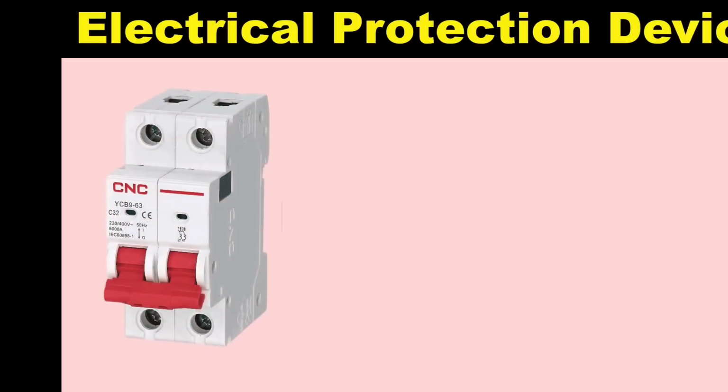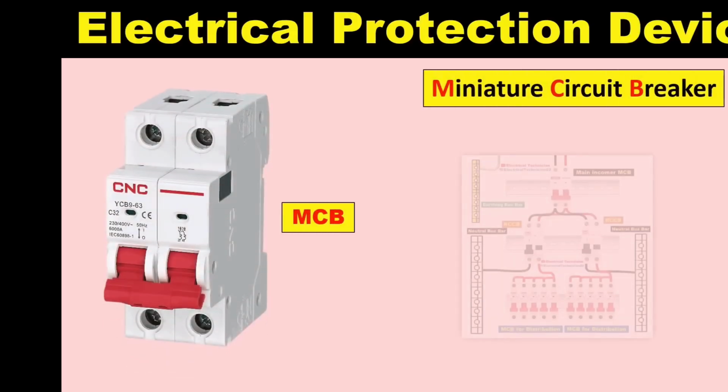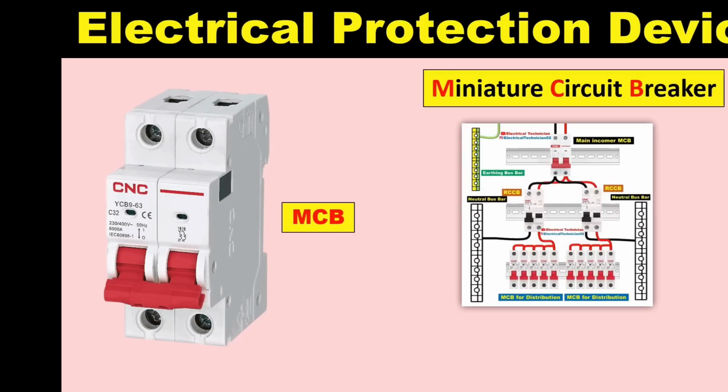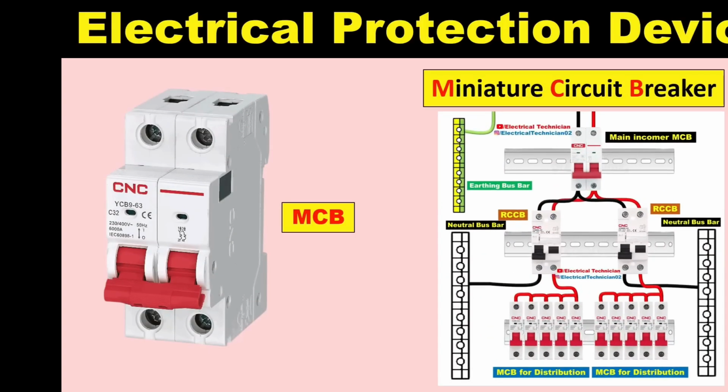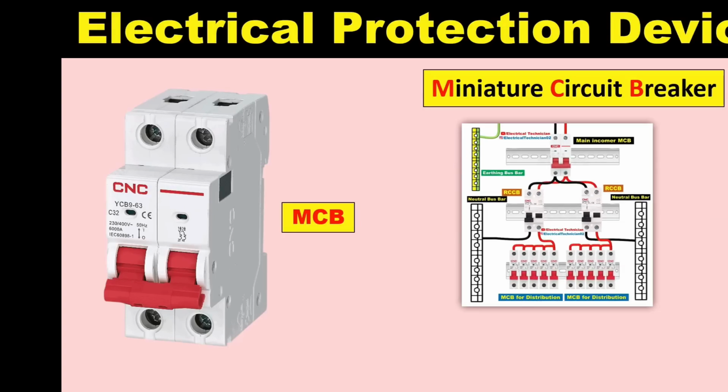Okay, second device is MCB. Full form of MCB is miniature circuit breaker. MCB must have been used in your home. If you look into the main distribution board of your home, there it is installed. Now why we use this MCB, listen to this carefully.